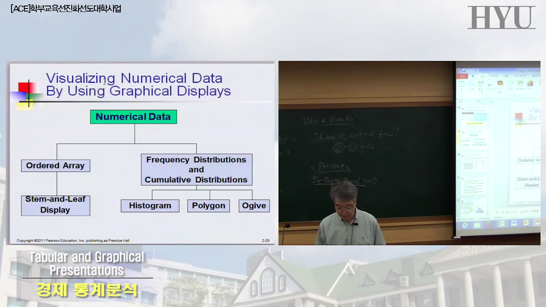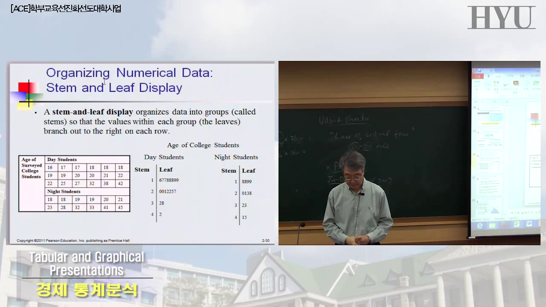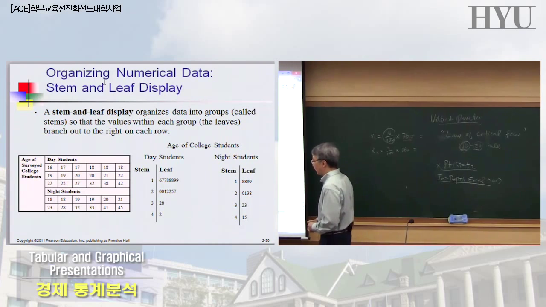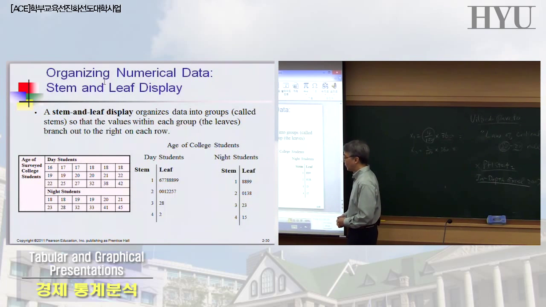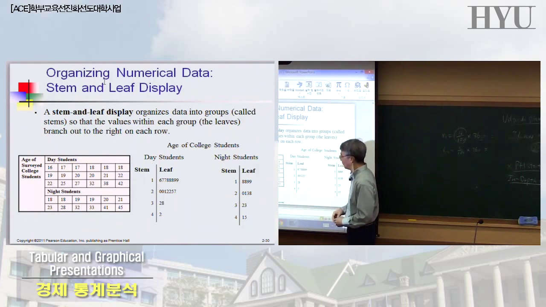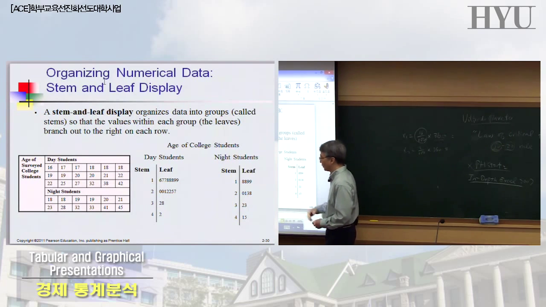What about numerical data or quantitative data? We can do a few interesting things. The first one is stem and leaf. This starts from the ordered array. So in order to do the stem and leaf display, you create the ordered array first, just like this.